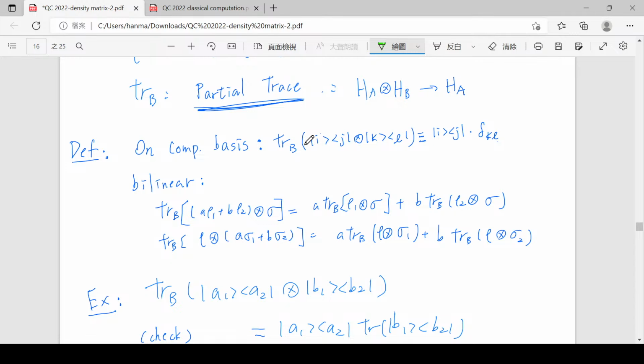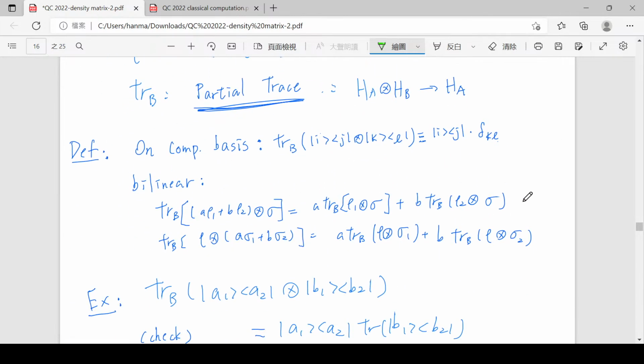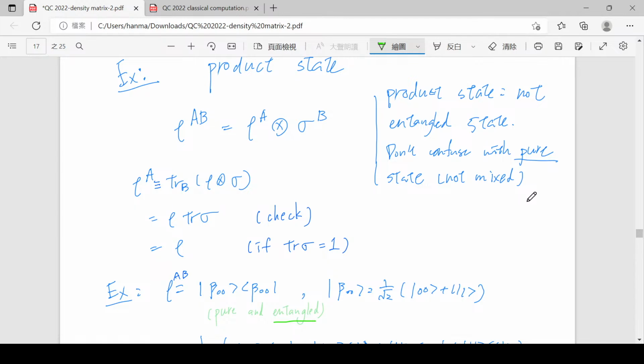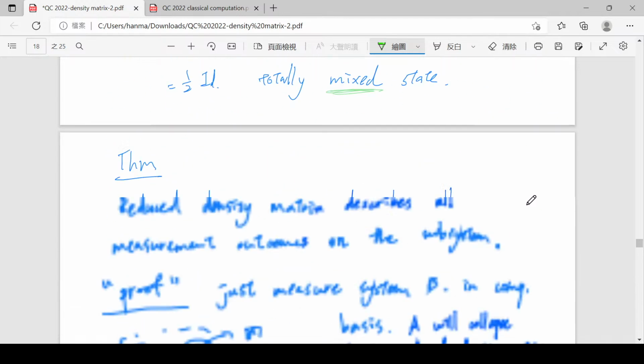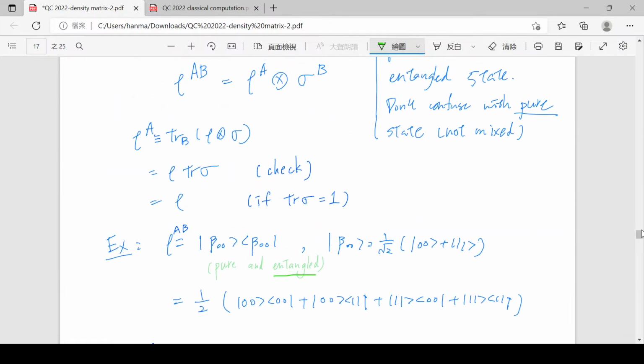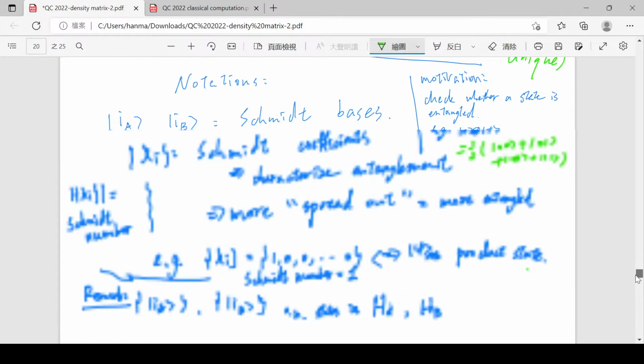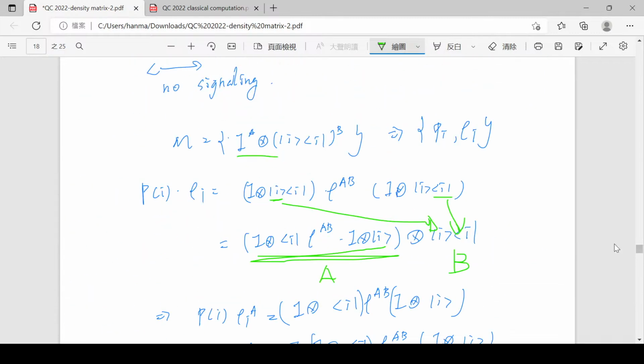Any question for our partial trace? Okay, we are very good on our progress. So that's basically all we want to talk about density matrix.